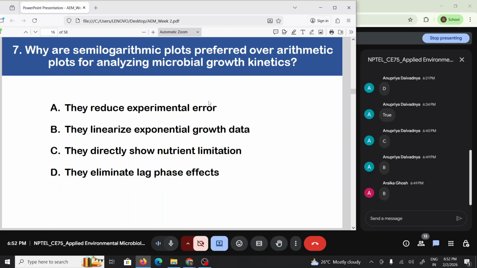Another question, just a basic question: why are semi-logarithmic plots preferred over arithmetic plots for analyzing microbial growth kinetics?